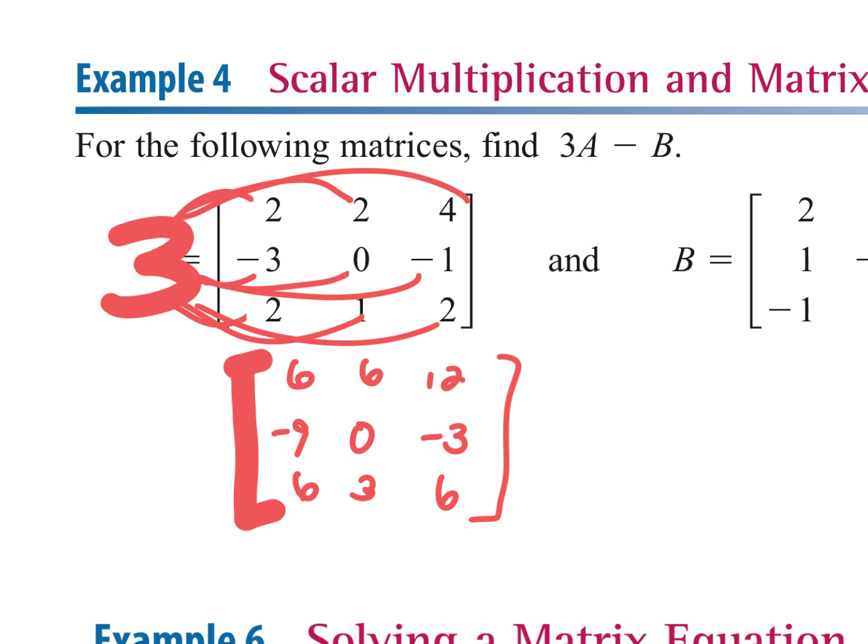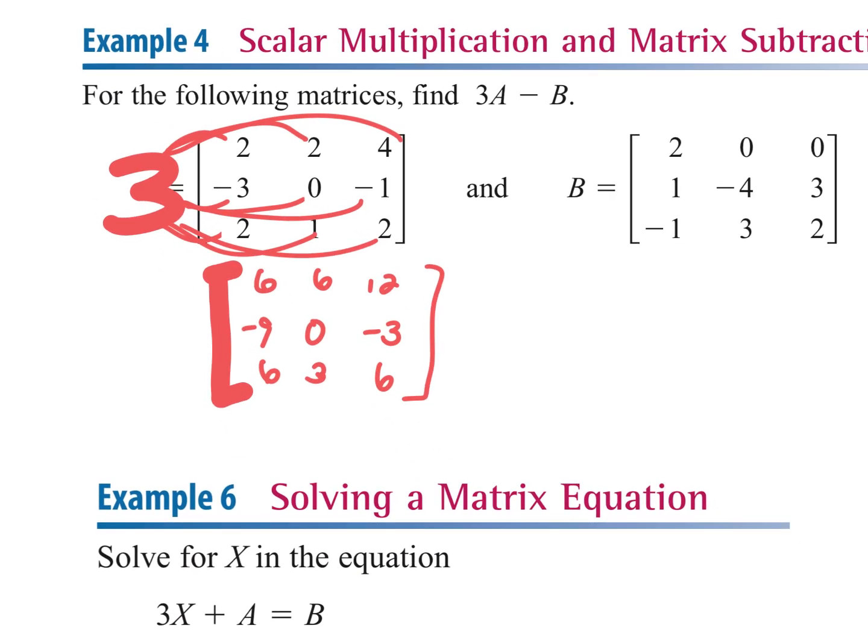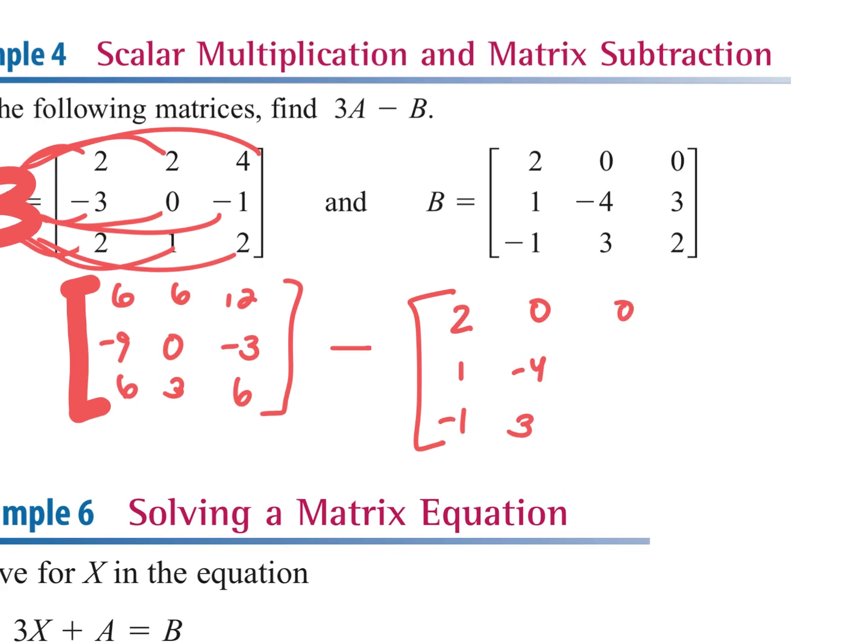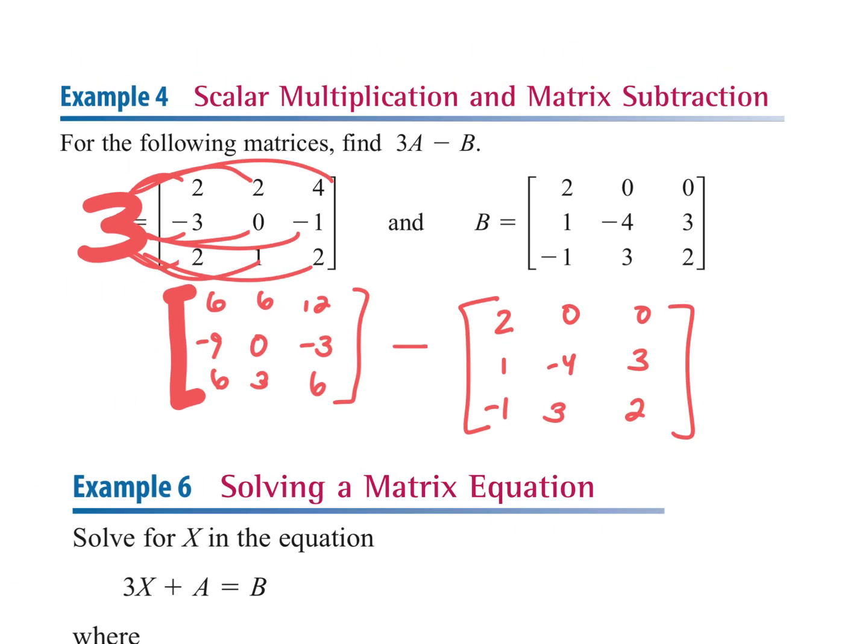Where you'll make a mistake is just being careless with your signs. So then it says minus B. So 2, 1, -1, 0, -4, 3, and 0, 3, 2. Yeah? Okay. So my suggestion to you is not to keep this as subtraction. My suggestion is to change the subtraction to a positive and then do what with everything behind it?